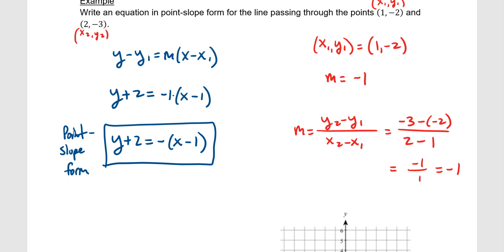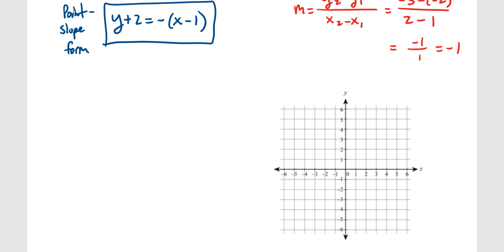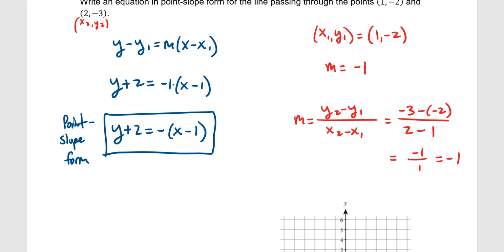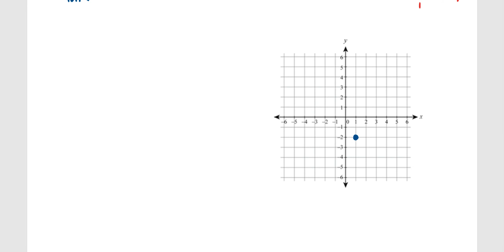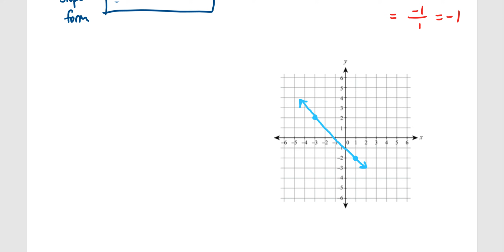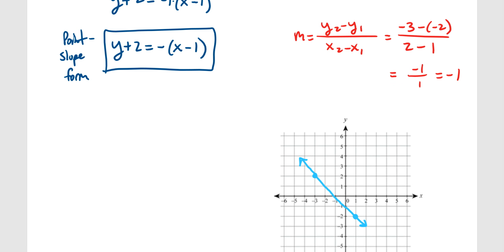Okay, and then if we actually went ahead and graphed this, then we would have the points 1, negative 2. So 1, negative 2, and the other point was negative 3, comma 2. So negative 3, comma 2 is right here. And if we do them in the other color, if we connected these lines, then this would be the line whose equation we just figured out.